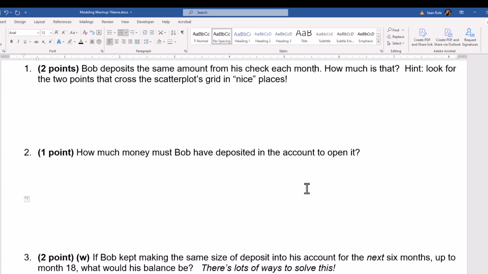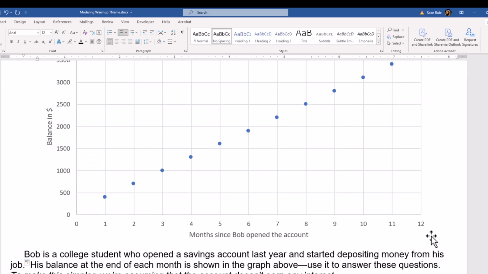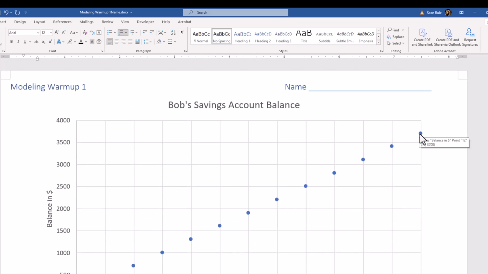All right. If Bob kept making the same size of deposit into his account for the next 6 months, up to month 18, what would his balance be? Okay, well, we got up to month 12, right? And in month 12, it looks like he's sitting on $3,700. If he deposits $300 every month, we're going to get 6 more months. That's going to be an additional $1,800. Add that to that $3,700, and we're going to come in at $5,500.